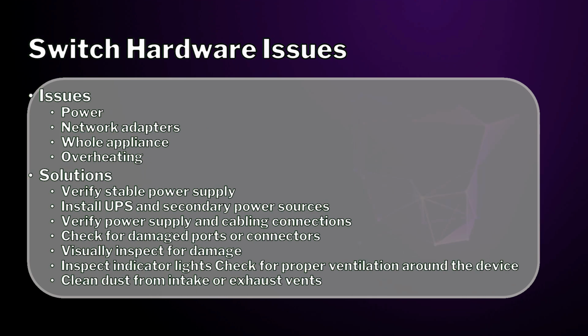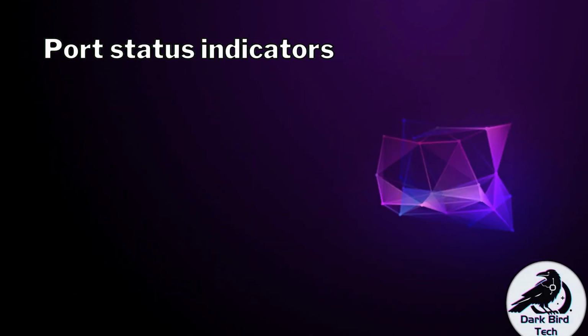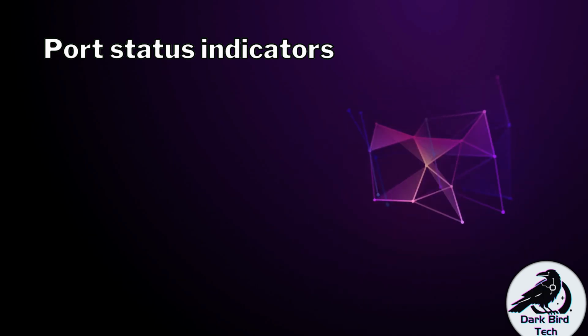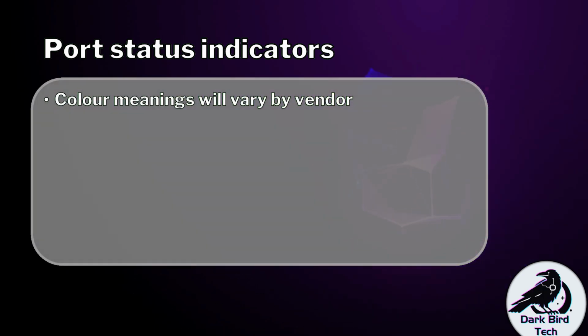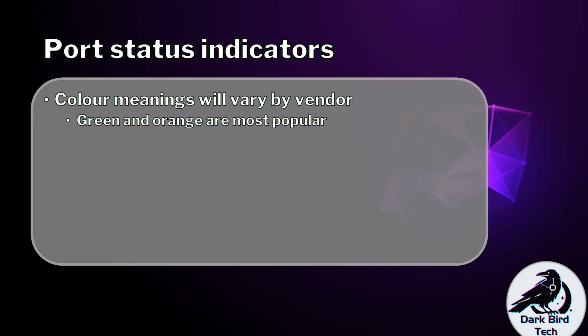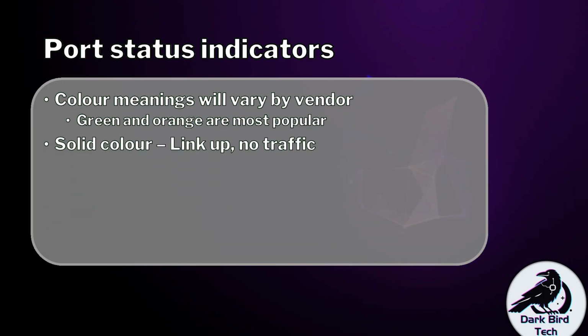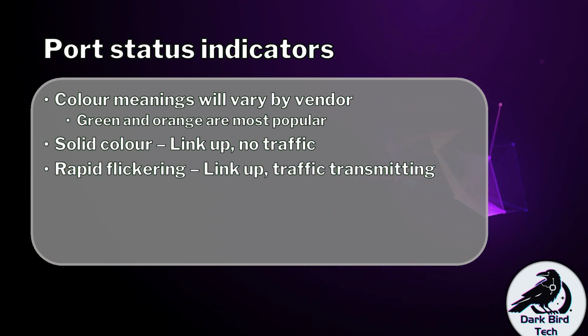Then the next thing you want to do is check what the status indicator lights are telling you on the switch. Problem is though, the color of the status lights will vary by vendor, but generally green and orange lights are the most popular. You might come across blue and red in some vendors, but overall, I'd say the majority of switches use green and orange. Now, also the way the lights work will usually vary a little bit from vendor to vendor. So if it's a solid color, normally that means the interface is on and it's working, but there's no traffic. If it's flickering or blinking very rapidly, that normally means the interface is up and it's transmitting data, no trouble.